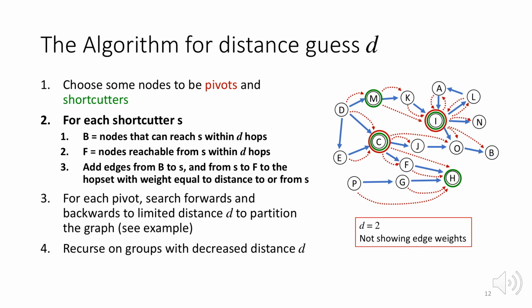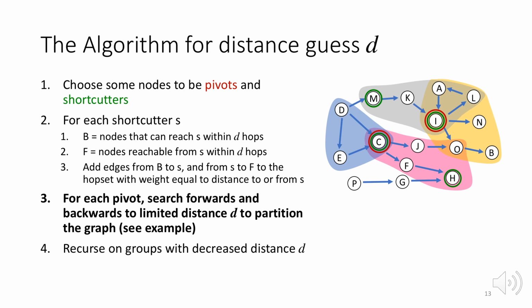So in this example graph, the distance is 2. If we look at the node M, if we search backwards, we reach D. So we add that edge from D to M. Then if we search forward, we reach K and I. I'm not showing the edge weights here, but the edge from M to I would have weight 2. These edges are getting added to the Hopset. I'm showing them in the graph, but they're not actually going to be added to the graph that we're working on.